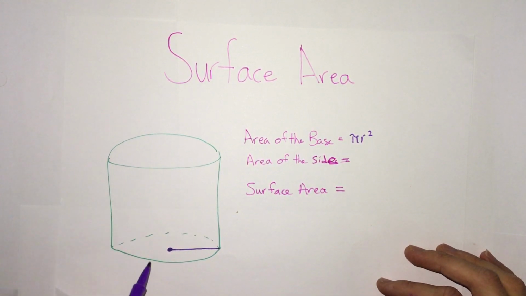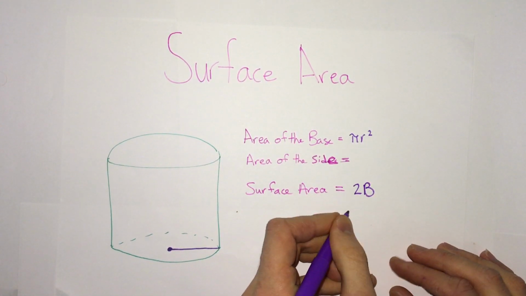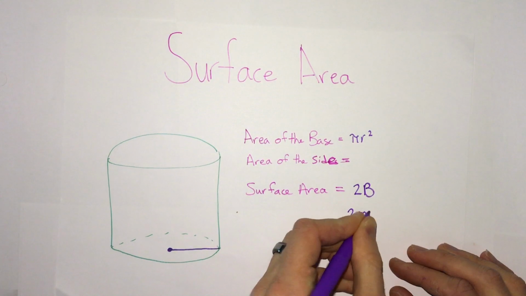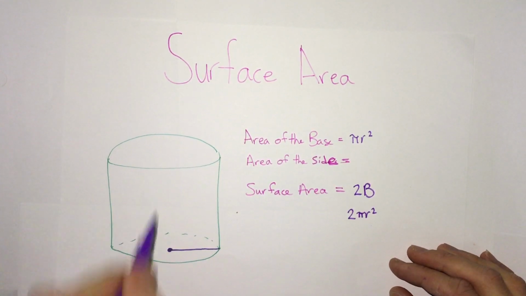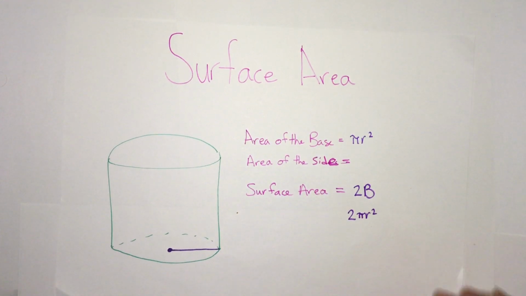And how many bases are there if it's a closed cylinder or can? There's two of them. So we would add 2B, which would be 2 pi r squared. That gets us the top and bottom. But what about the sides? How do we get the area of the side?